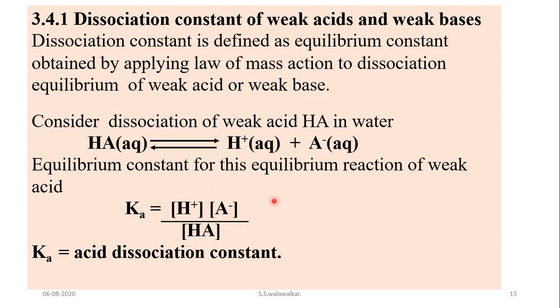For example, acetic acid. Its Ka value is how much? 1.8 x 10^-5. And hydrogen cyanide, which is also a weak acid, has a Ka value of 4 x 10^-7. So acetic acid has a larger Ka value than hydrogen cyanide, and therefore acetic acid is stronger than hydrogen cyanide. Thus you can compare the strength of weak acids or weak bases by using the value of the acid dissociation constant.